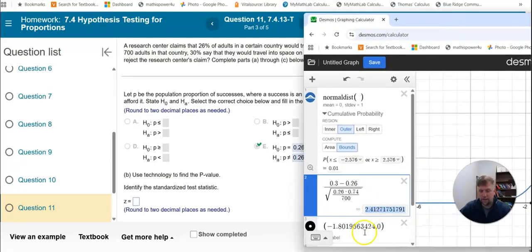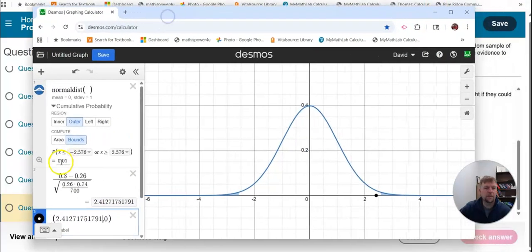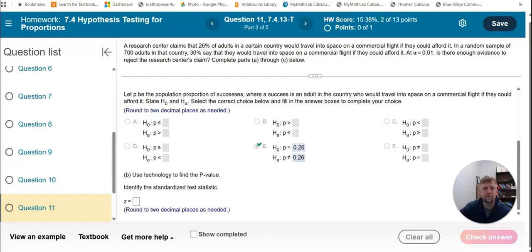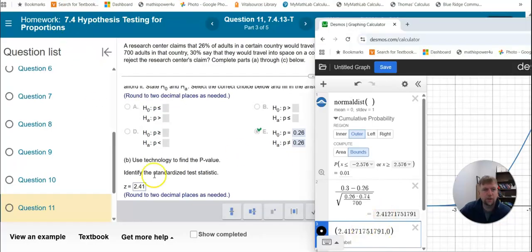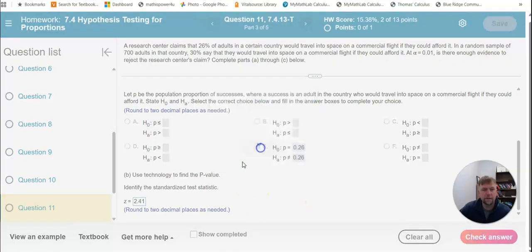I'm going to update that on the number line. All right, and now you can see if I pull this over, because of that tiny little value, that 0.01, we're not in the tail. We're not in the rejection region. There's my 2.41 for the test statistic.